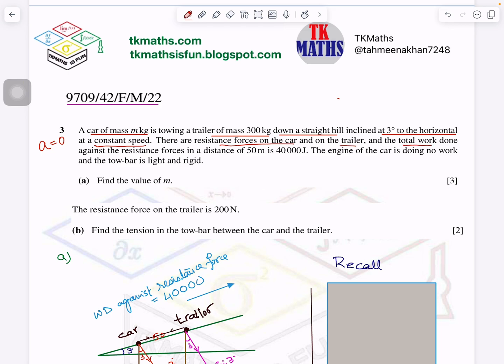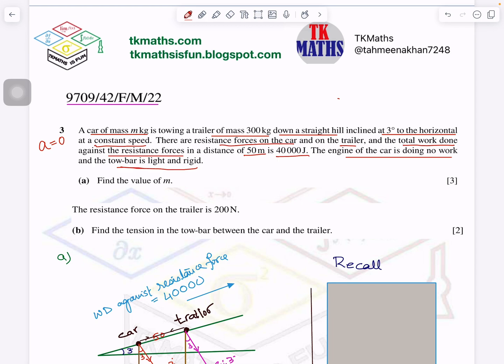The total work done against the resistance forces is 40,000 joules for a 50 meter distance. And the engine of the car is doing no work. And the tow bar is light and rigid.